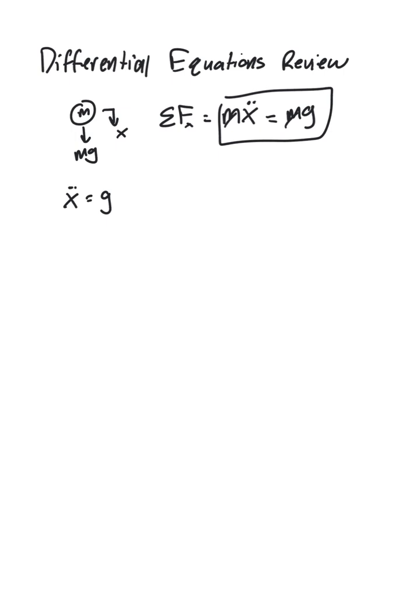Now, this being said, I want to pause to reflect on the fact that this is already a differential equation, maybe the most basic differential equation you're ever going to get. And it's a differential equation because our equation has a derivative in it, x double dot. It's the second derivative of position. So we'll integrate it one time to get velocity.